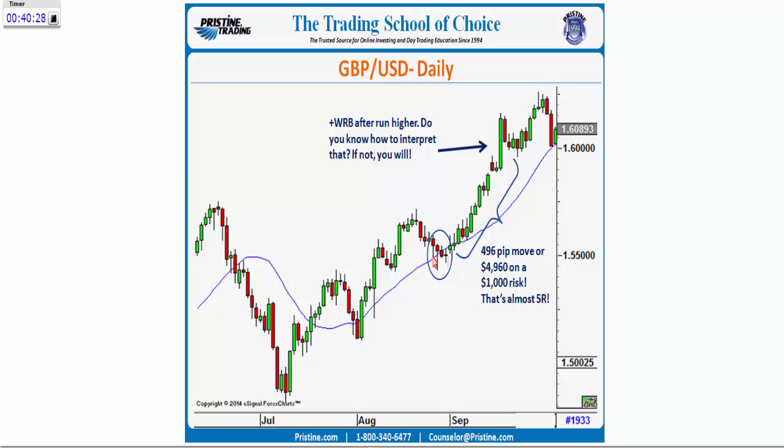Here's pound US dollar. Now this is a pattern which we'll talk about called the pristine buy setup. I will explain this in a little more detail, but as you can see here, uptrend, pullback, 496 pip move, or almost $5,000 in about 2 weeks time.